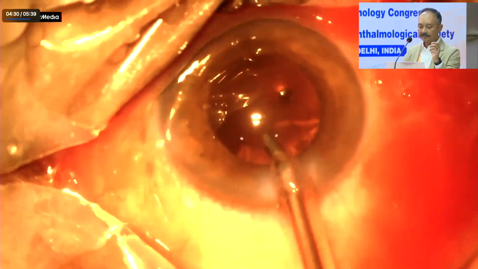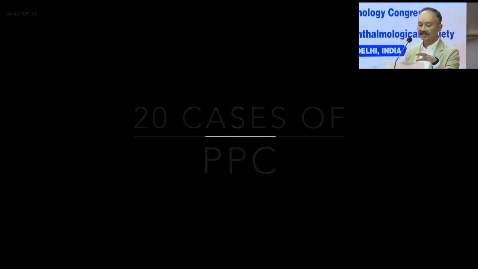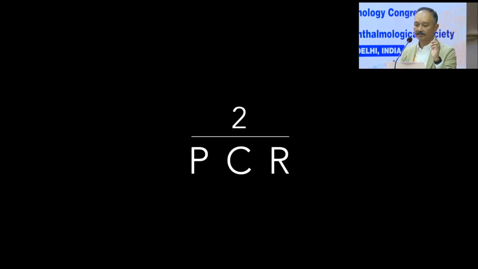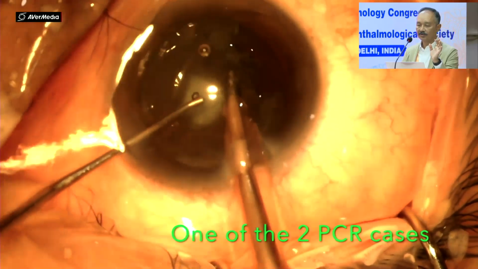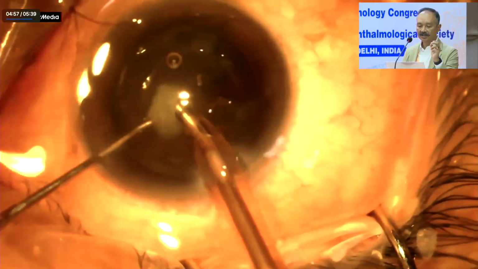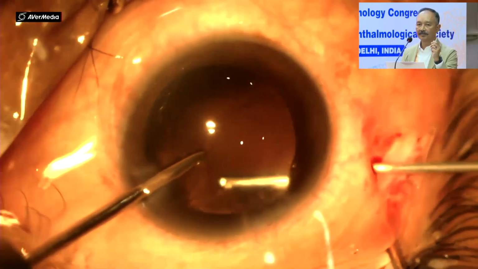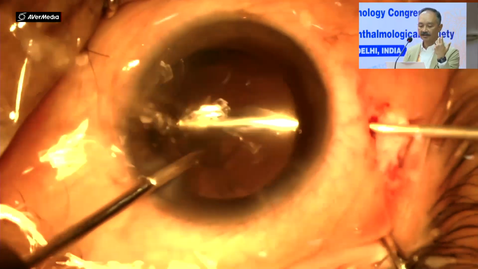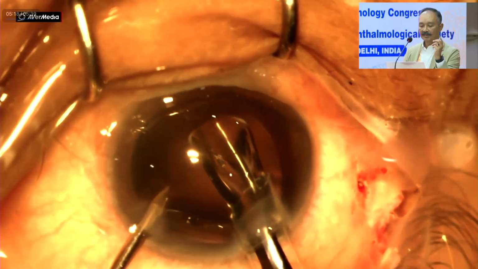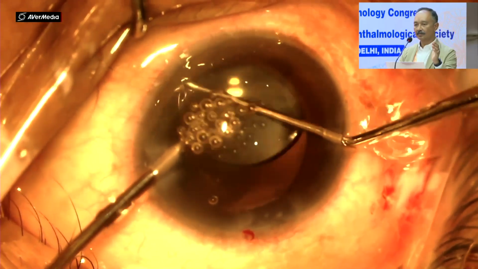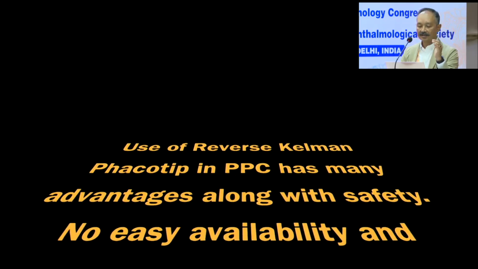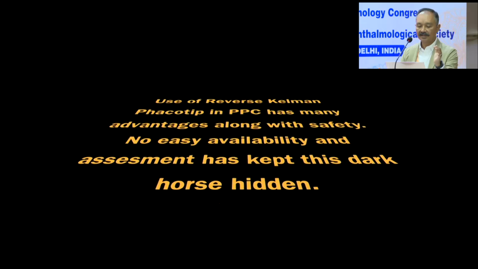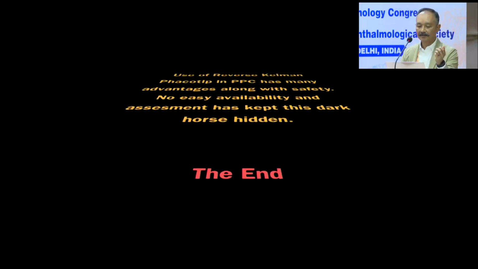In 20 cases of PPC during the time of preparation of this presentation, we had only 2 posterior capsular ruptures, which could be managed easily using a pars plana vitrectomy and 3-piece IOL implantation. This is just an introduction or showcase to make you understand that the reverse Kelman phaco tip, which is almost not popularly known, has many advantages along with safety, and is also not very easily available, so I can call it a dark horse.